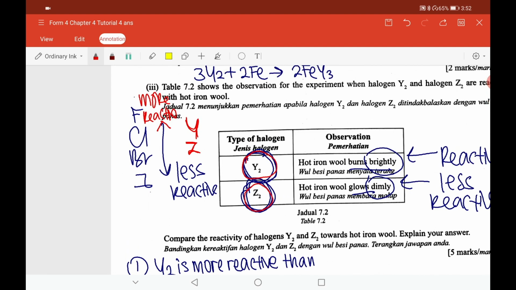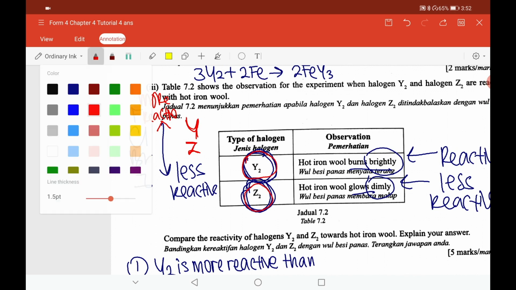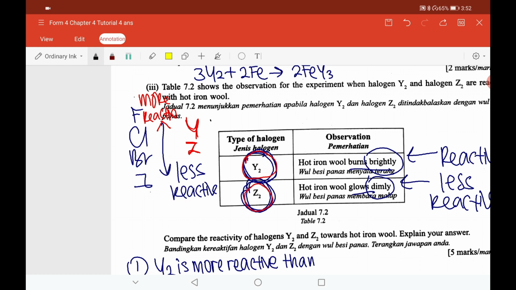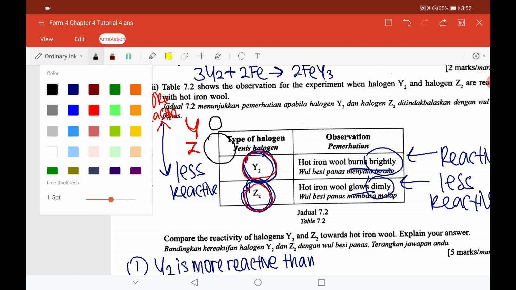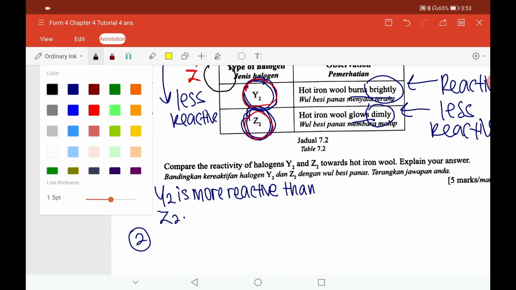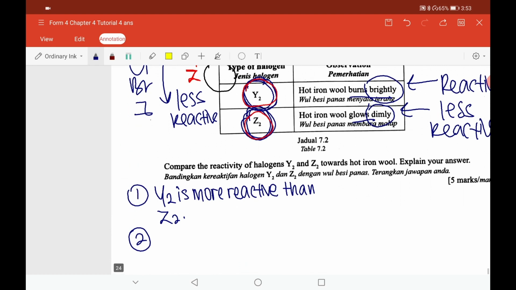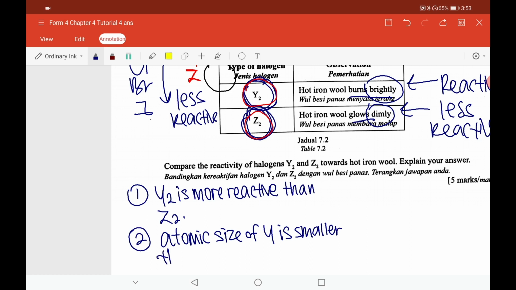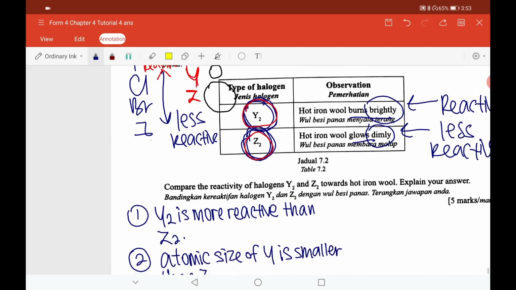Since we know Y is higher than Z, you know the size already. The Y should be a smaller size and the Z should be a bigger size, right? So you can just mention this: the atomic size of Y is smaller than Z. You mention Y has a smaller size than Z.